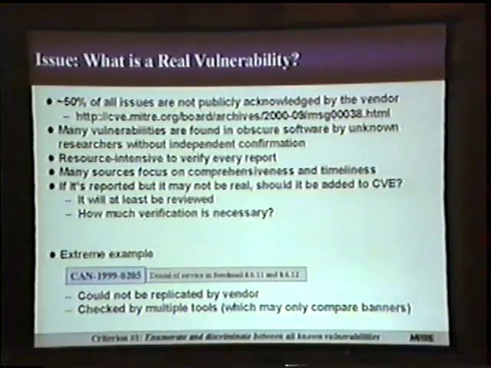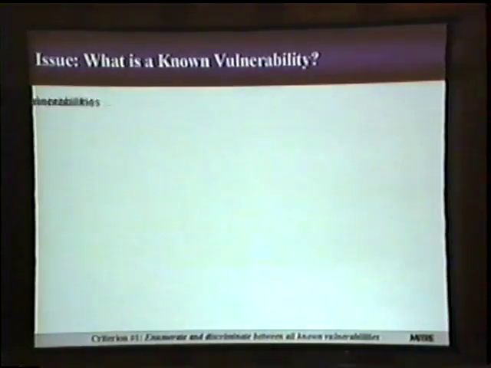If you saw Renaud Deraison's talk on Nessus earlier today, he talked a bit about banner checking. If your tools just go and look at banners, then all you need to do is connect to a Sendmail server, get its version, compare that, and then report a vulnerability or not. So this is one particularly extreme example of a vulnerability, or maybe a vulnerability, that a lot of people take for granted. That's the level of noise, so to speak, that's in this space. So it's directly affecting us at CVE.